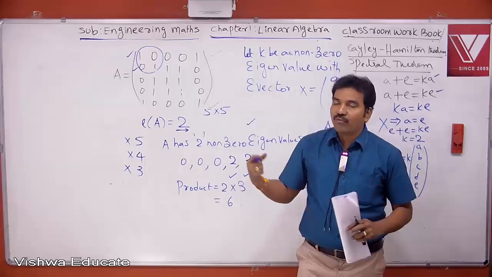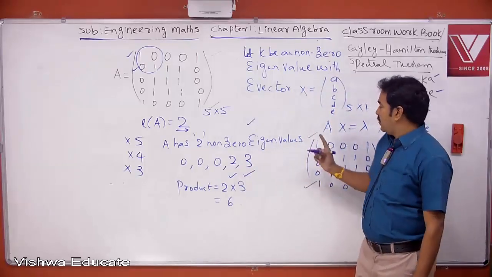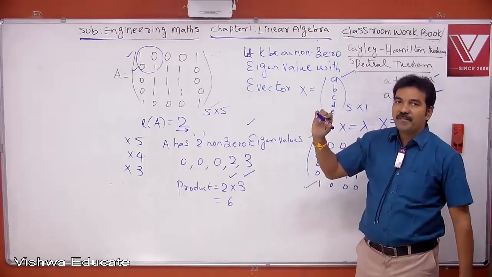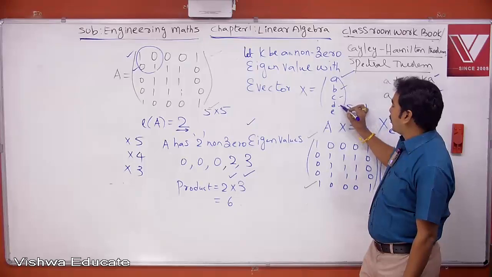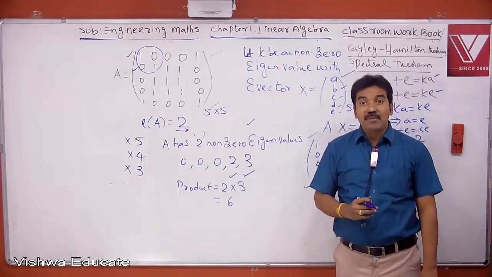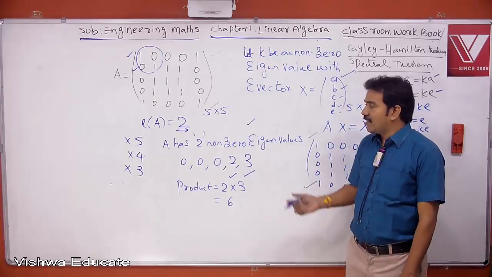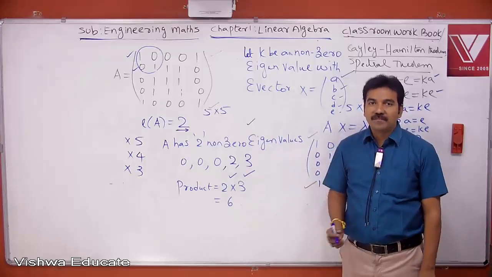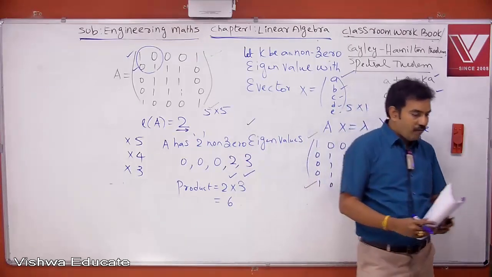So this is the beauty of eigenvectors. In this question, we don't know what A is, what B is, what C is, what D is. Without knowing A, B, C, D, E, we are able to get the non-zero eigenvalues. Note this point.